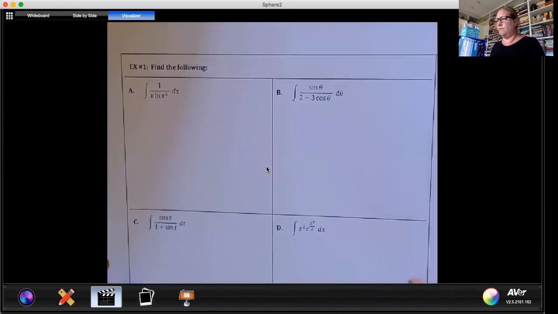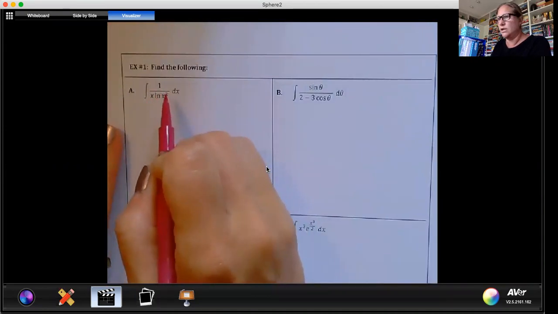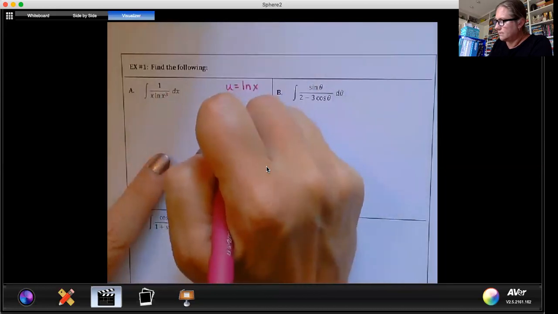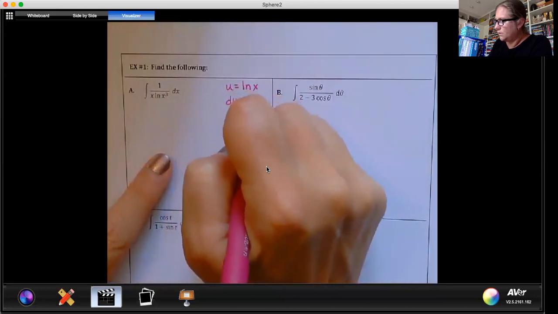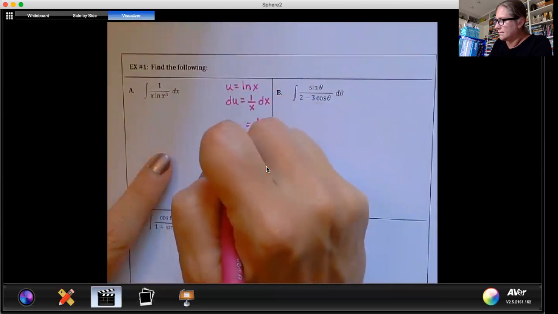And most of what we're going to do today is just examples. We are going to use u substitution again. Antiderivative of 1 over x ln x cubed. u equals ln x, so du is 1 over x dx. So dx is x du.